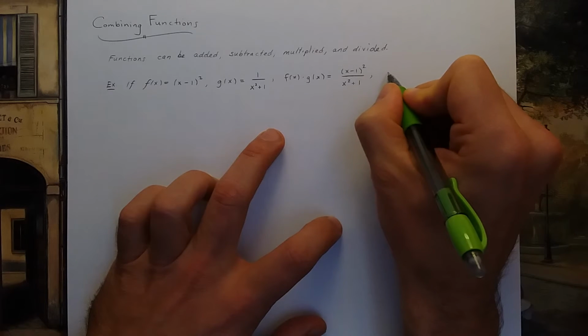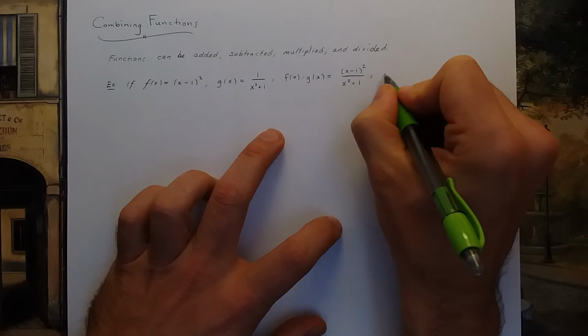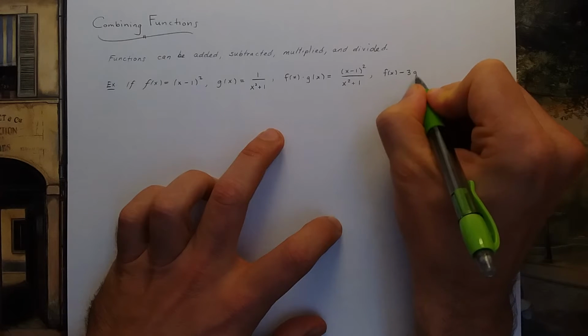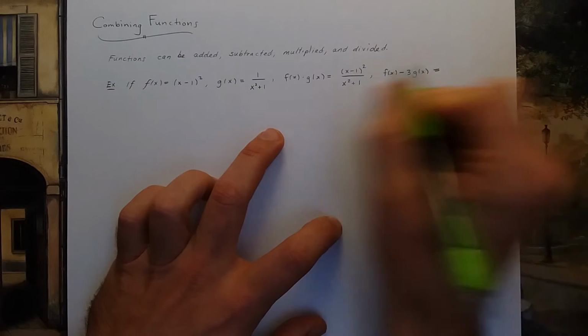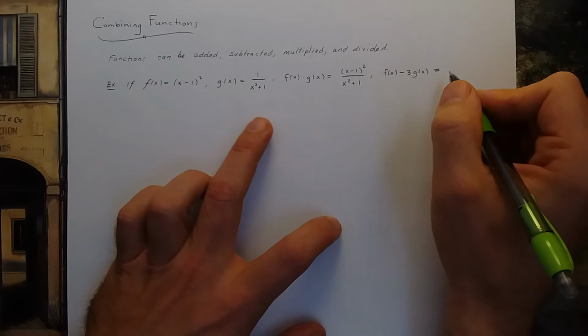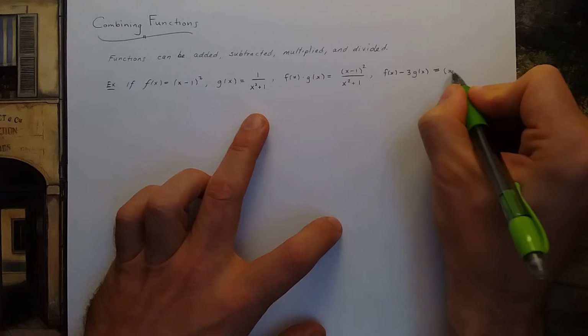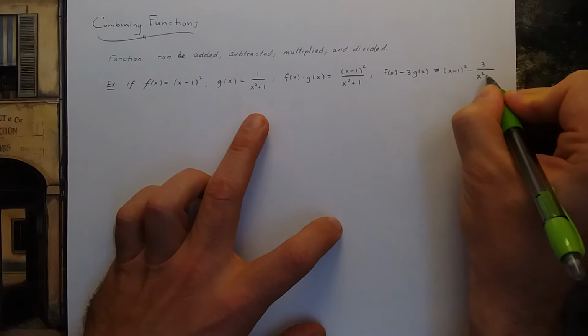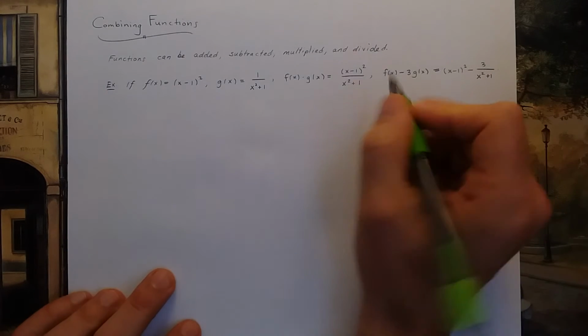I can add them. I could subtract them. I could do things like f of x minus 3g of x. These operations are fairly self-explanatory. So I could do (x minus 1) squared minus 3 over x squared plus 1.